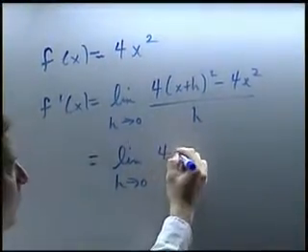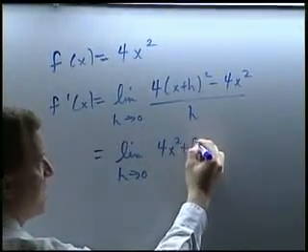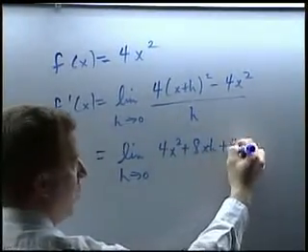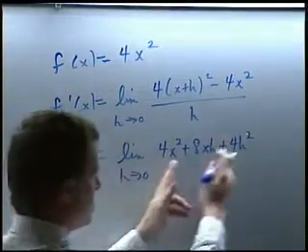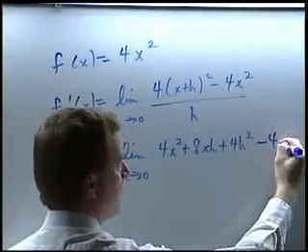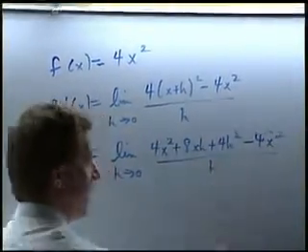I'll end up with 4x squared plus 8xh plus 4h squared. When all this is multiplied out and you clean it up, this is what you'll end up with. And if you need to, just off to the side, when you're looking back at your notes, you can work through it if you're not convinced this is right. But this is correct for the first one. And then minus 4x squared, all divided by h.